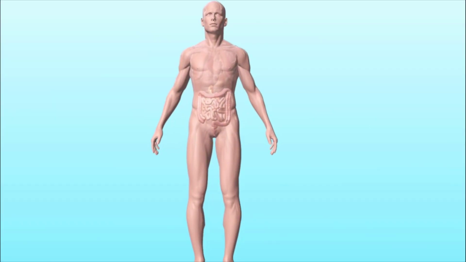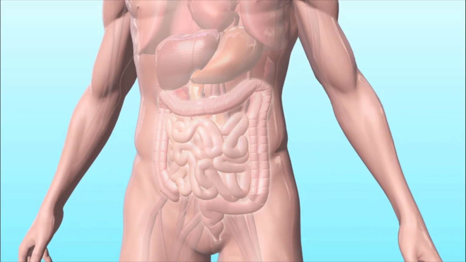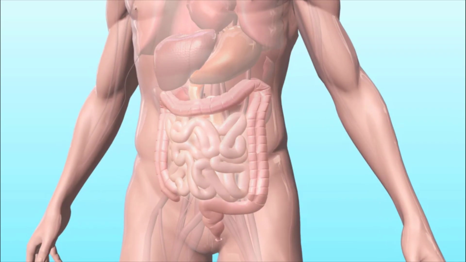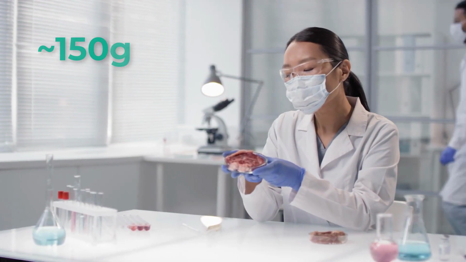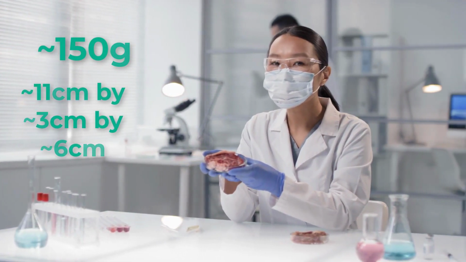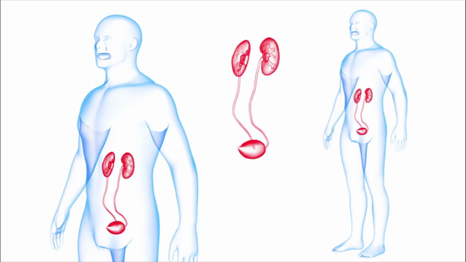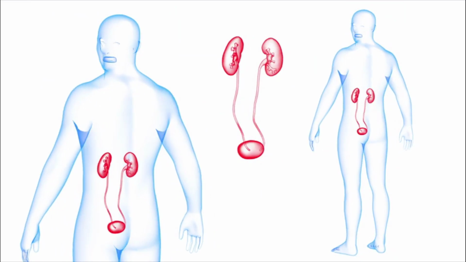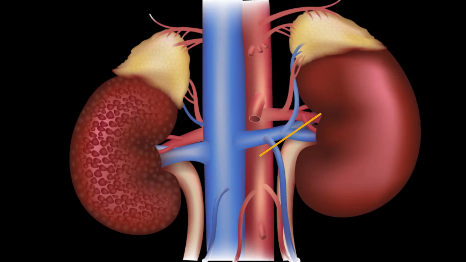The kidneys are retroperitoneal, along with the ureters, urinary bladder, renal artery, renal vein, and the adrenal glands. Each kidney weighs about 150 grams and measures about 11 centimeters long, 6 centimeters wide, and 3 centimeters thick. The lateral surface is convex, and the medial surface is concave, having a slit called the hilum. The hilum admits the renal nerves, blood vessels, lymphatics, and ureter into and out of the kidney.